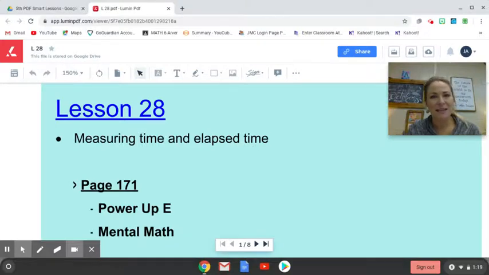Hey everyone, this is lesson 28 and it's about measuring time and elapsed time. This is a topic in math that's really important, really applicable to everyday life. You will need to understand telling time, measuring time, whether we're talking about small units of time like minutes, hours, or longer periods of time like years, decades, centuries. So this is really important stuff, very applicable to everyday life.